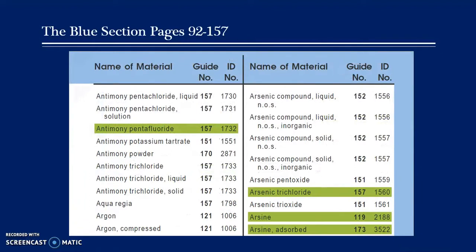It's important to read the full name of the material. For example, if you're looking up arsenic, you need to know whether it is a compound or another variation, as this will keep you from going to the incorrect guide.